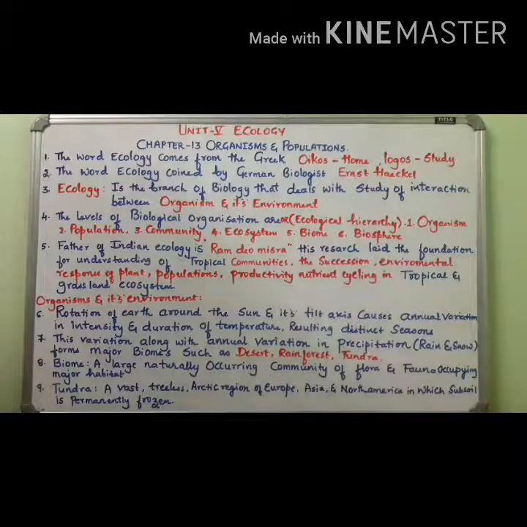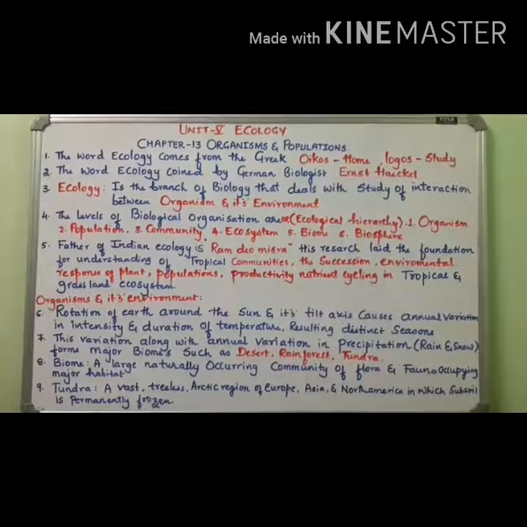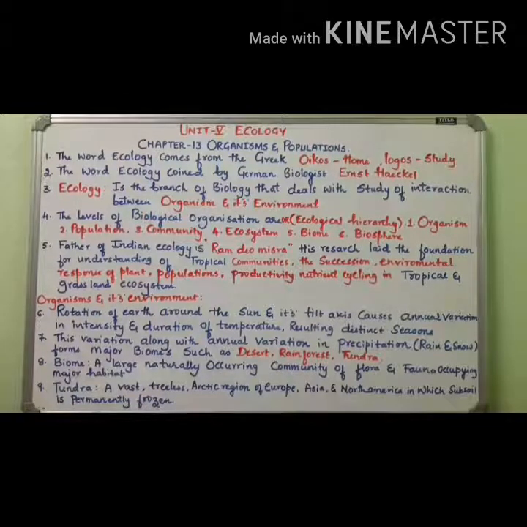Next is tundra, a vast treeless Arctic region of Europe, Asia, and North America, in which the subsoil is permanently frozen. Why does the tundra not contain trees? Because the low temperature is not favorable for the growth of trees in that area. So there are no trees in that region.